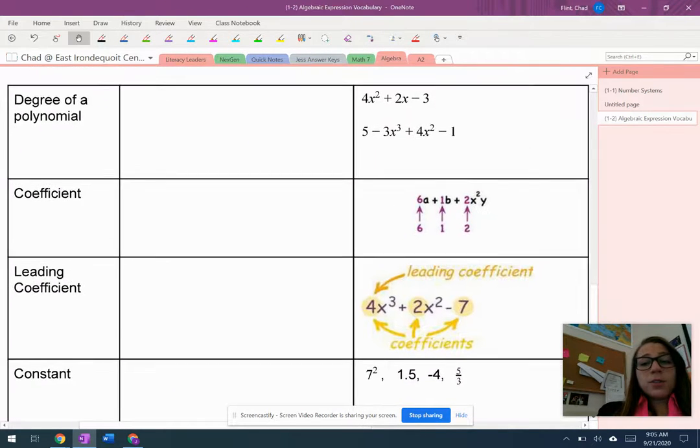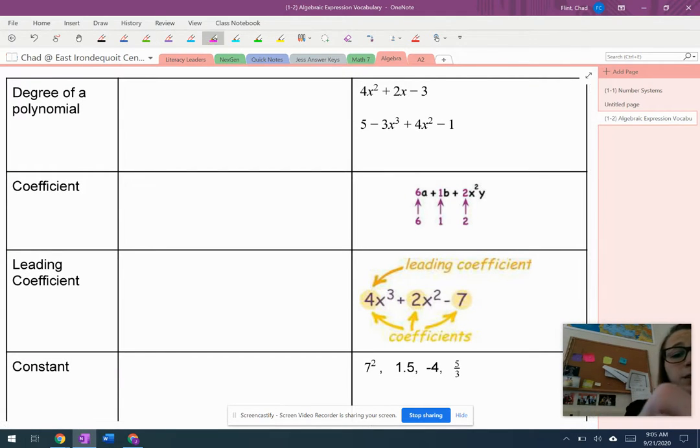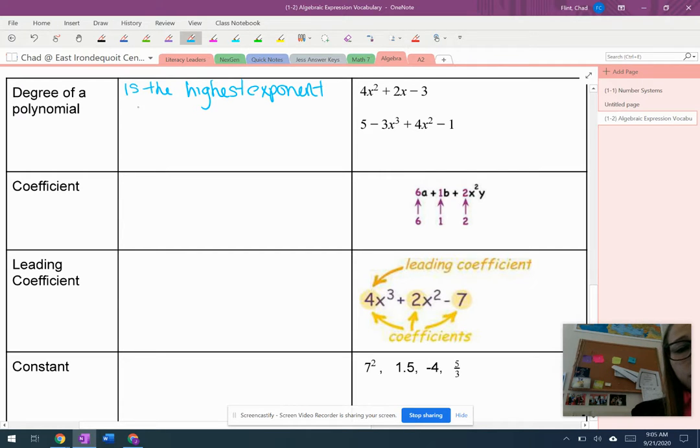All right, degree of a polynomial here. The degree of a polynomial has to do with the highest exponents. The degree of a polynomial is the highest exponent in the expression.